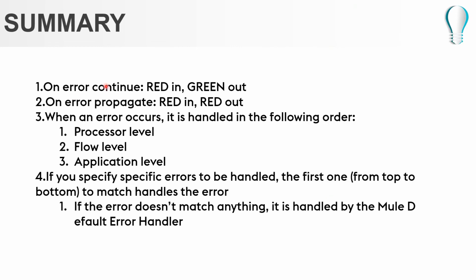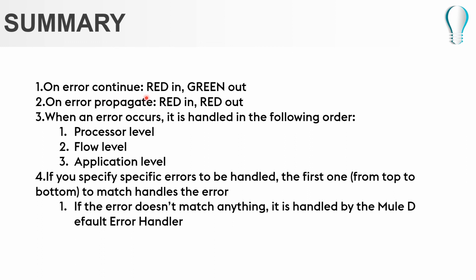Now let's see the summary of what we learned in this lecture. If we have on error continue, it is red in and green out. It will always have a response status code of 200, and it will return the payload which is set. If it is on error propagate, then it is red in, red out. What that means is the status code sent will be 500, your flow will be halted at that time, and what will be returned is your error description.